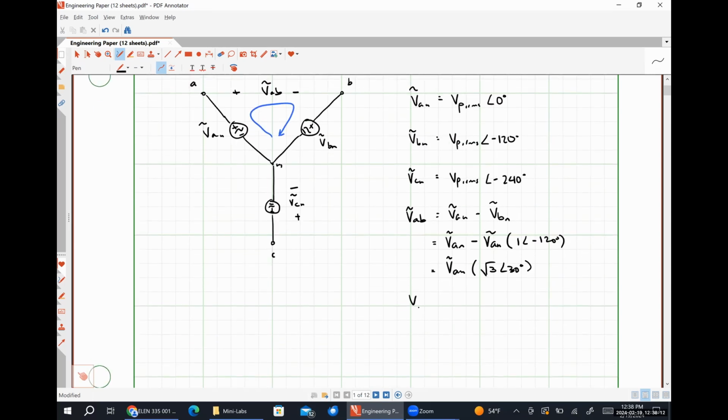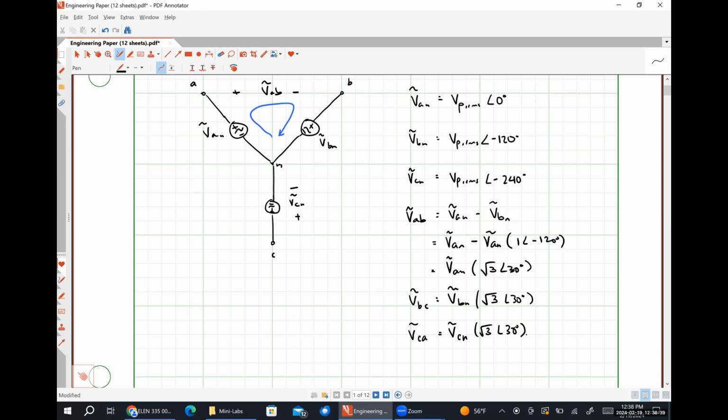And continuing on with this, we could say that VBC is just VBN times root 3 angle 30 degrees, and VCA is just VCN times root 3 angle 30 degrees. Okay.